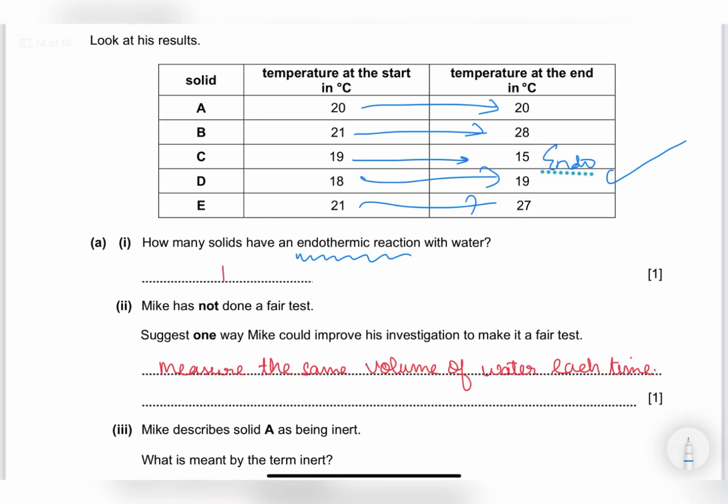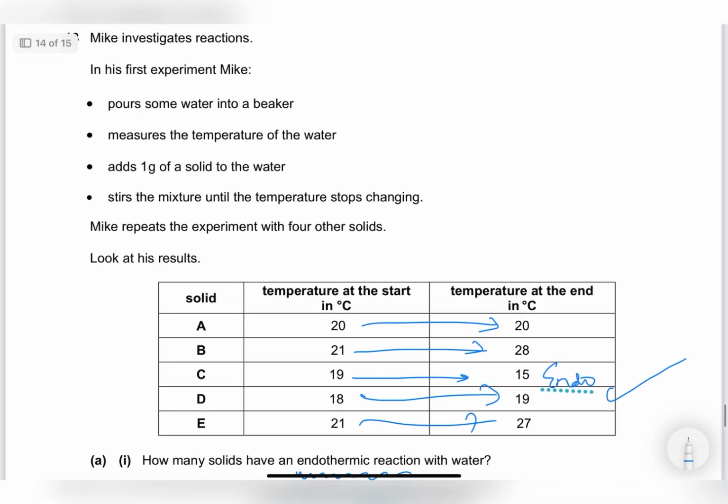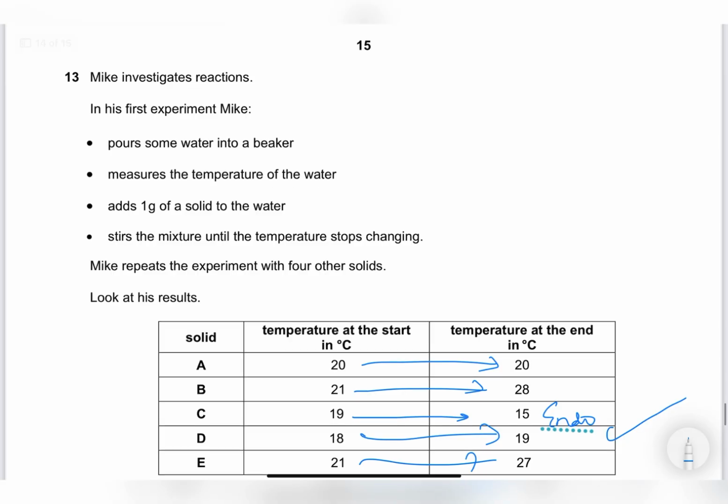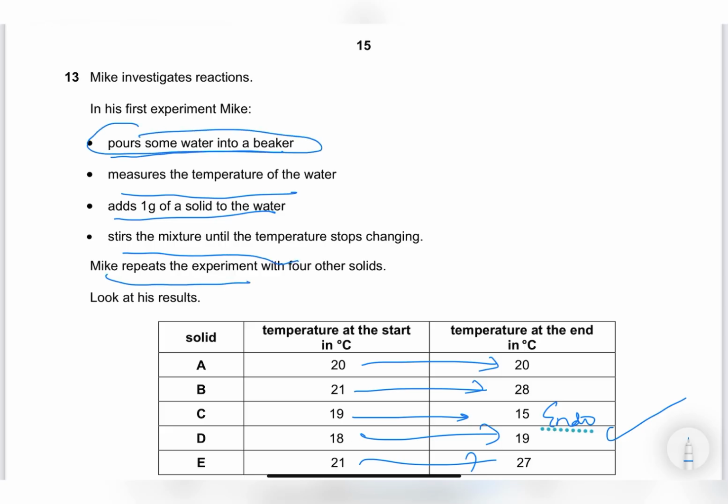Mike has not done a fair test. So give just one way Mike could improve the investigation to make it a fair test. If we look at the investigation, he pours some water into the beaker, measures the temperature, adds 1 gram, stirs the mixture, and repeats the experiment with 4 other solids. See, he is not measuring the water. He might use different water, right? Think about it with me.